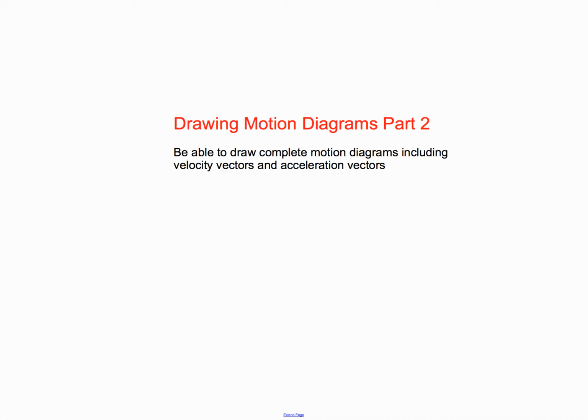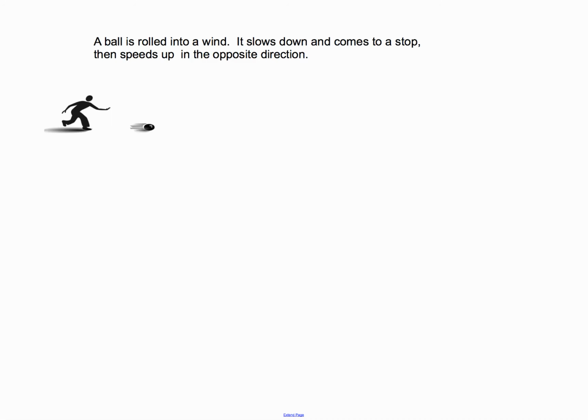Okay, this is part 2 of drawing motion diagrams. After watching this video, you should be able to draw complete motion diagrams, including velocity vectors and acceleration vectors. Now I want to pick up here with an example that we left off with in part 1, which was something like this.